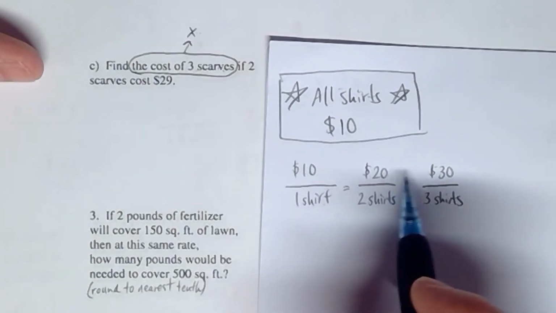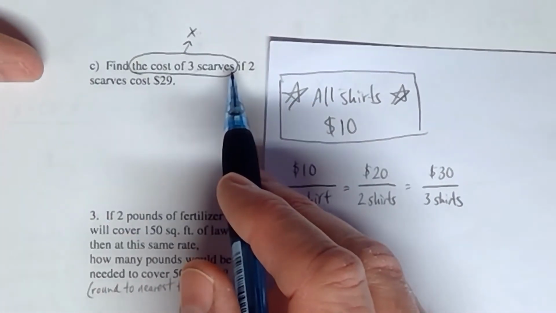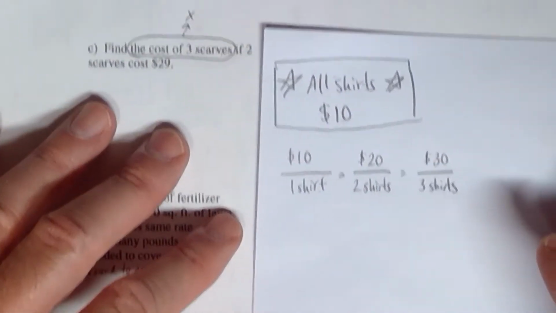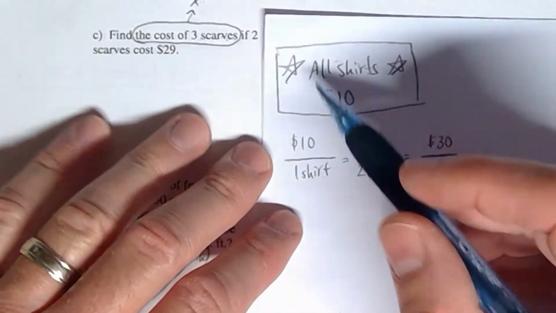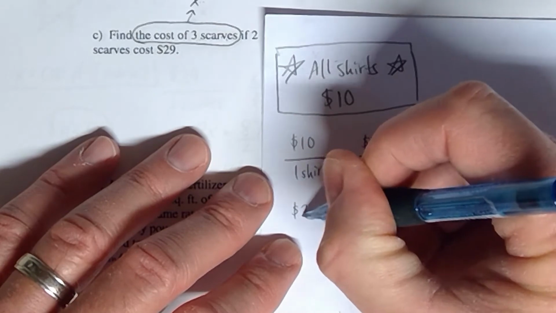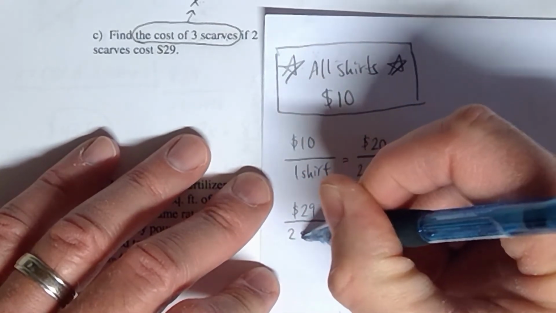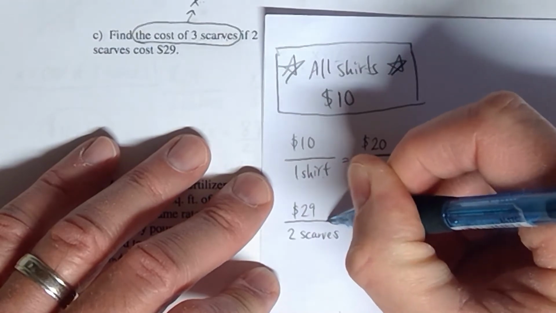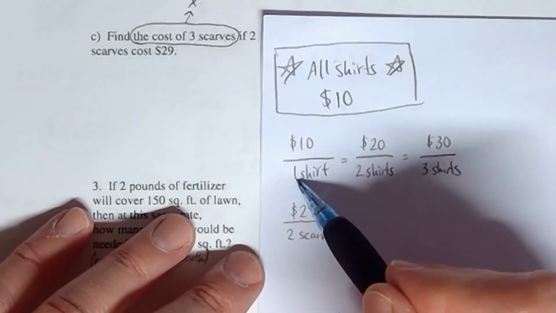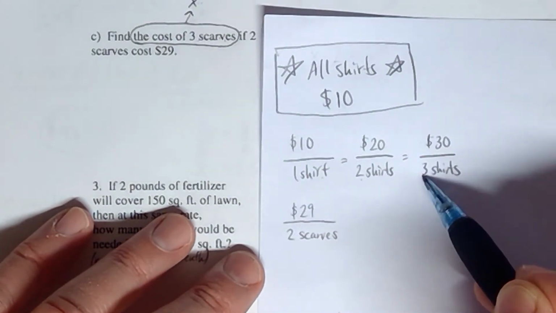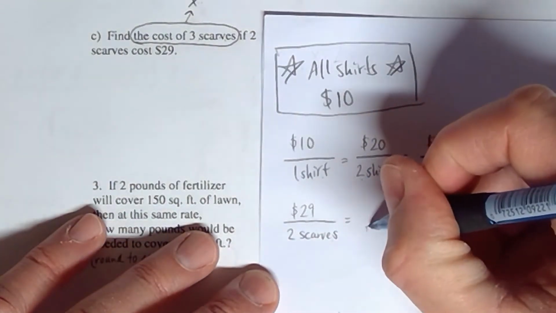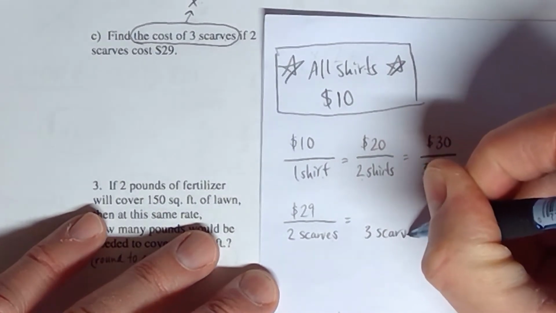As I said here, if all the scarves cost the same amount, and we don't know how much they are, but that's okay, then it's going to be the same type of situation as right here, where it says in the problem that it's $29 for 2 scarves. Remember I said that if all the items cost the same amount, you can make a fraction no matter how many items you're buying, whether it's 1 item, 2 items, 3 items, whatever. So I can make a fraction for 2 scarves, and then I can make another fraction for the 3 scarves. Remember, those are the 2 different scenarios.